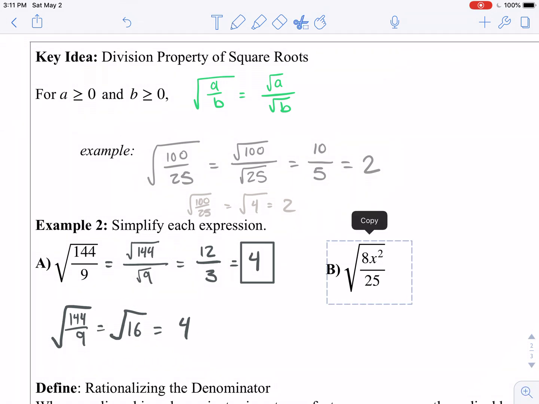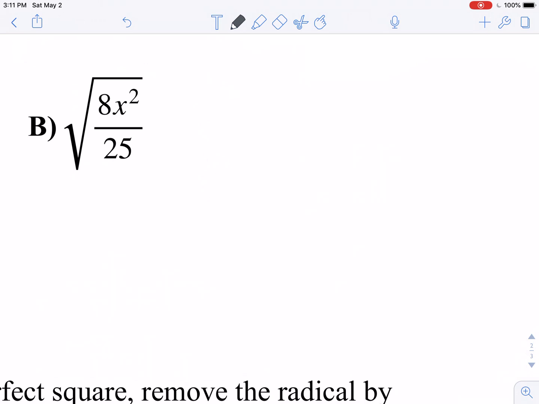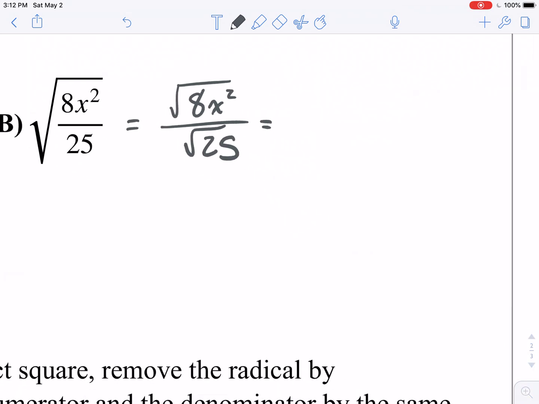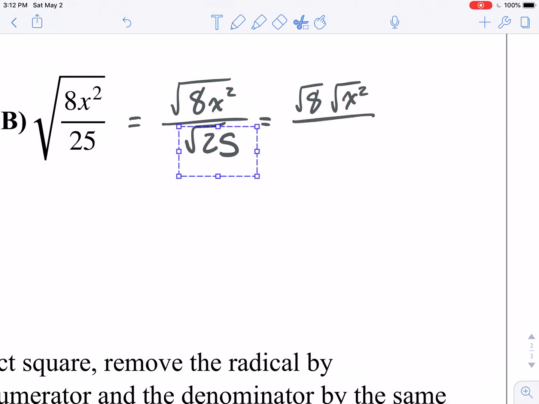There you go. But sometimes you can't always get there that fast. So let's use all of our knowledge on example 2b. So again, we're going to split this guy into two radicals. We have the square root of 8x squared all over the square root of 25. Starting with our numerator, with what is on top, we can split that into two radicals. So we have the square root of 8 times the square root of x squared all over the square root of 25, that's 5. Sweet.